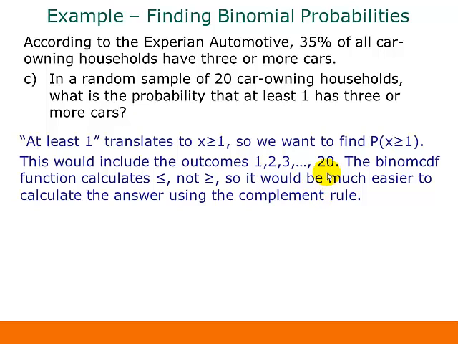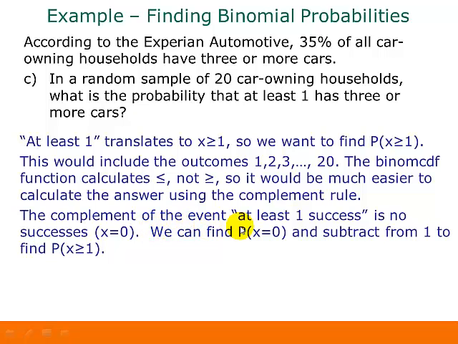And the binom CDF function calculates less than or equal to instead of greater than or equal to. So this doesn't really fit with that binom CDF function. The only other way we could do this would be to use the binomial PDF function for each one of these 20 values, which again would be a lot of work. Here it would be much easier to calculate this answer using the complement rule.